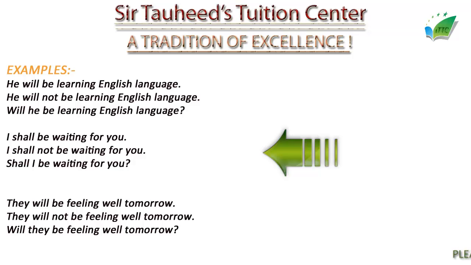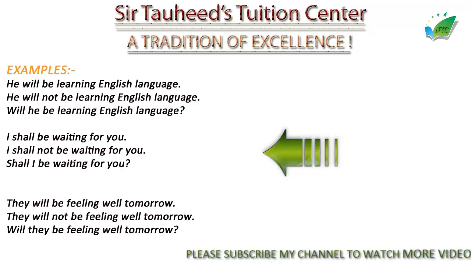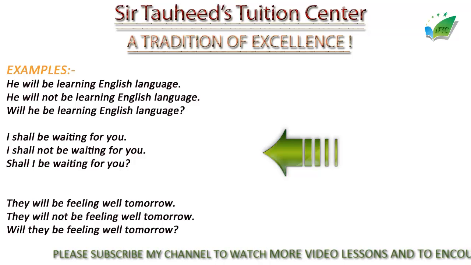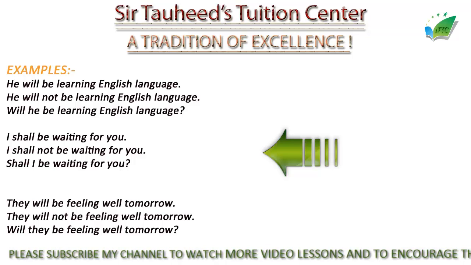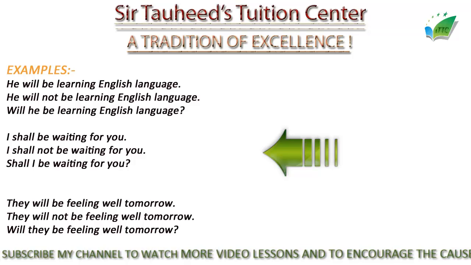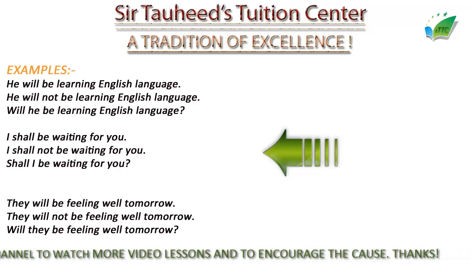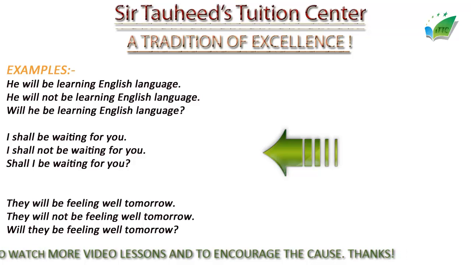And if we want to make its negative sentence, we only have to use not after shall. So the sentence will become I shall not be waiting for you. This is a negative sentence. But if you want to make it an interrogative sentence, you will have to use shall in the beginning. So the sentence will become shall I be waiting for you, and then put question mark in the end. So this is an interrogative sentence. Shall I be waiting for you? It means that I'm asking if I'm going to wait for you or not.